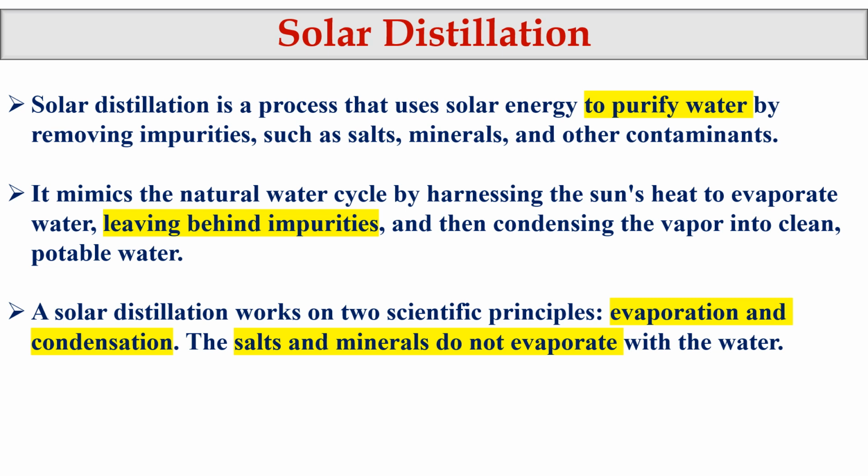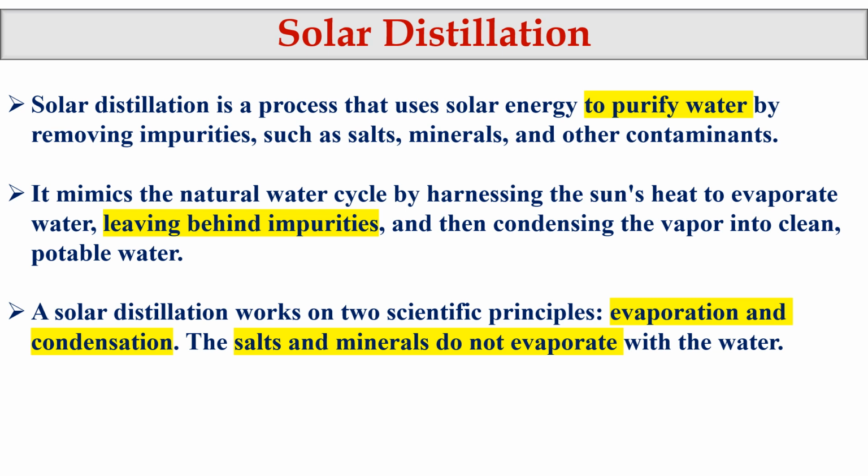Okay, so let's look at some theory behind this solar distillation. Solar distillation is a process that uses solar energy to purify water. The process is purifying the water by removing impurities such as salt, minerals, and other contaminants. This is very simple. It's not magic. We are using it in our house. We are heating the water and taking the top part of the water. So it's like purifying. Same thing here.